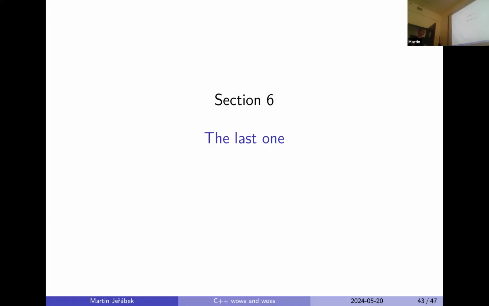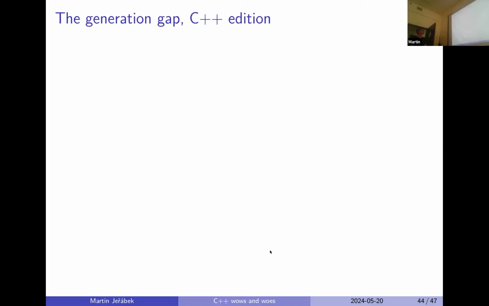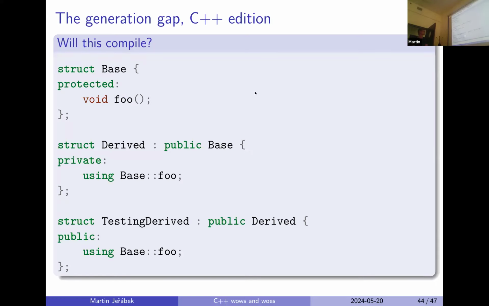And the final one is the C++ generation gap. We have a base class, which defines a protected method, and a derived class, which uses the method, but it's private. We want to test this derived class, so we want to expose the method publicly. We cannot do that from the derived because it's private, but in the base it's only protected, so we can do that, right? Does it compile? Does it not?